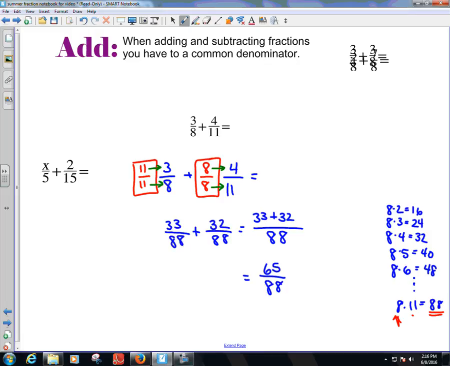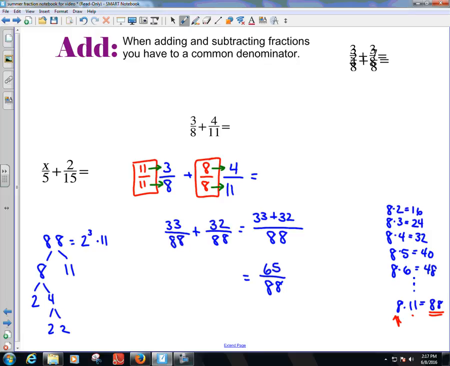Now, I need to make certain that my fraction can't be reduced. And so I need to think about what numbers go into 88. And so 88 is, well, we said it was 8 and 11. And this can be broken down into 2 times 4, and that can be broken down into 2 times 2. So 88 is 2 to the third power times 11.